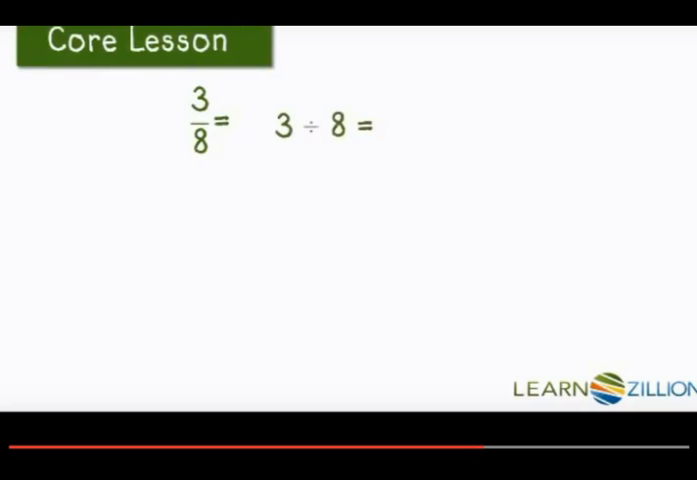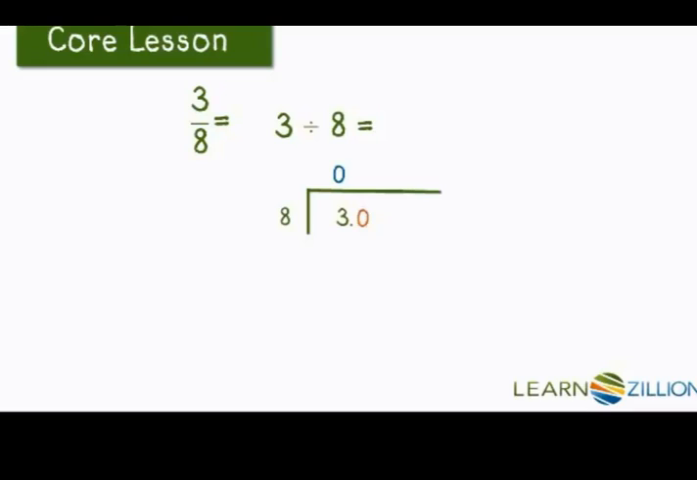3/8. We'll start just like before, 3 divided by 8. We know that 8 does not go into 3, so we'll start with 0, and we'll add a decimal point straight up in our answer, and 8 goes into 30 3 times, and we subtract, and we're left with a remainder of 6. So we're not going to stop there. We're going to keep adding zeros till we get no remainder left.